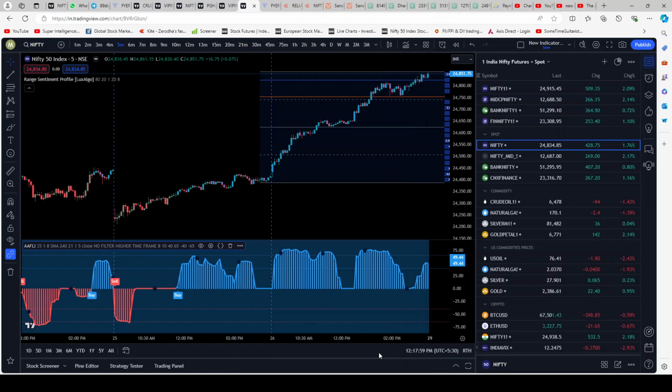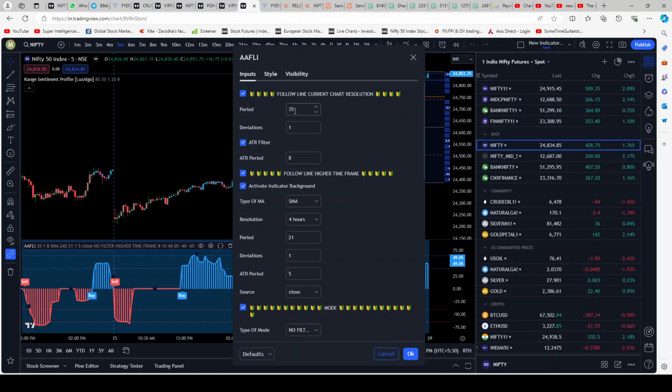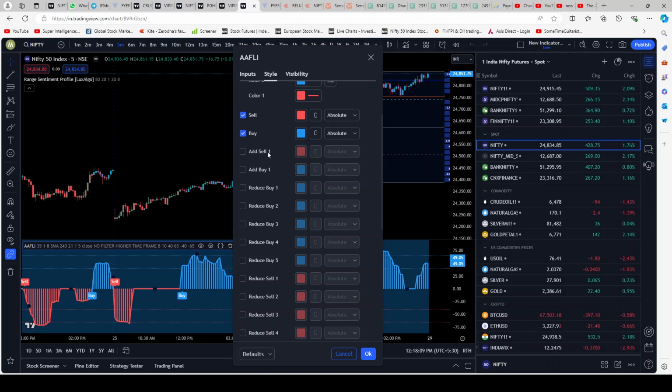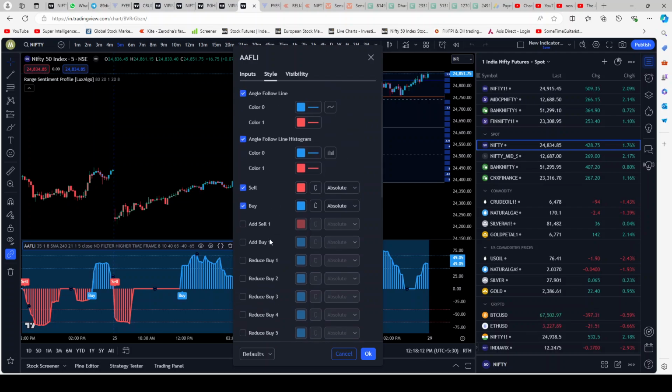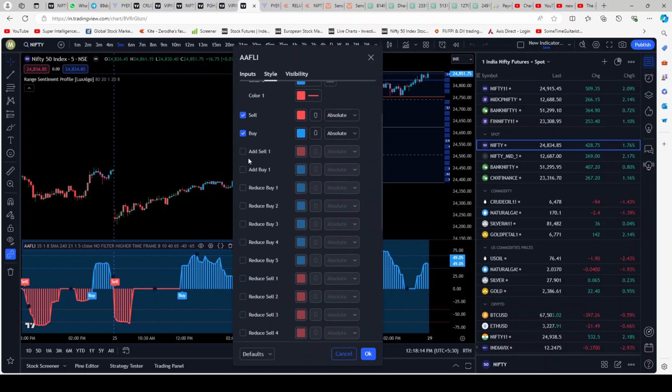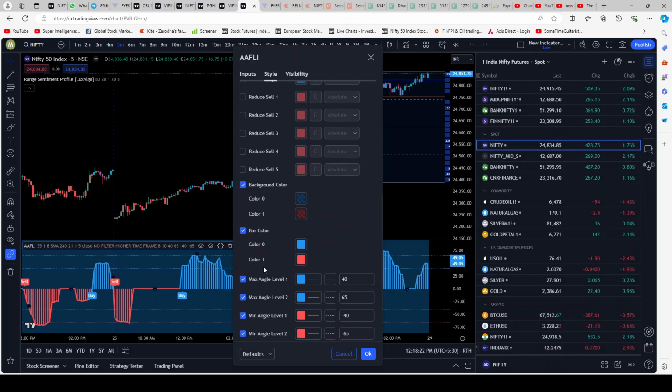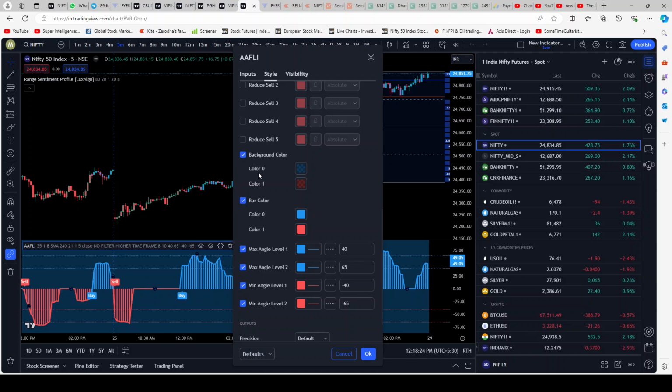I don't use that. My settings are 35. This remains 1 and this remains 8. In the style section, on the default settings, all of this is ticked. I keep all this, add sell 1, add buy 1, 1, 2 till here, unchecked. And after that is again all checked. No changes over here. All right.